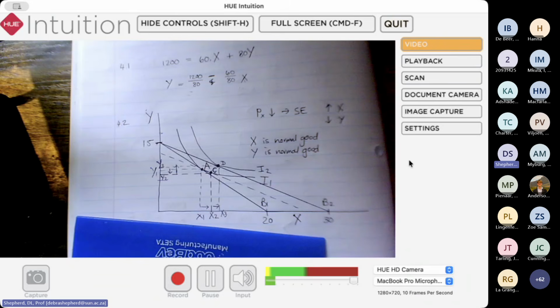Okay, so the slope of that budget constraint must be equivalent to the MRS. So the slope of the budget constraint B2 is going to be the price of X over the price of Y. The price of X is now 40. The price of Y is still 80. And so 40 divided by 80 gives me a half.